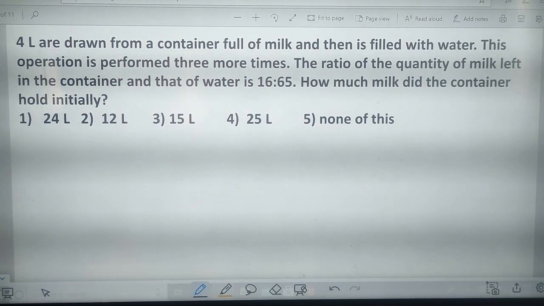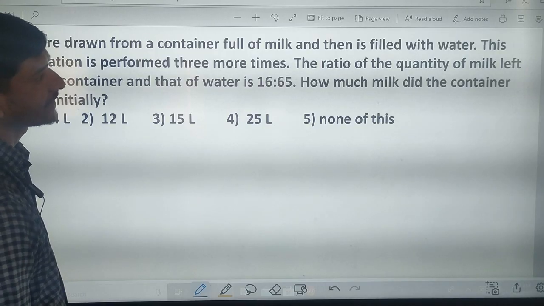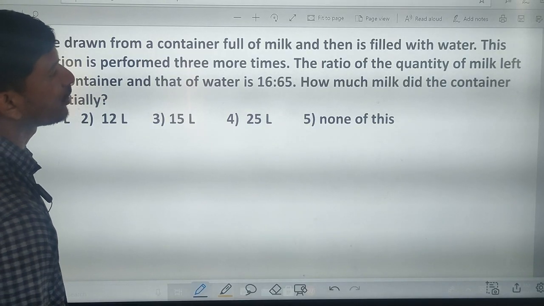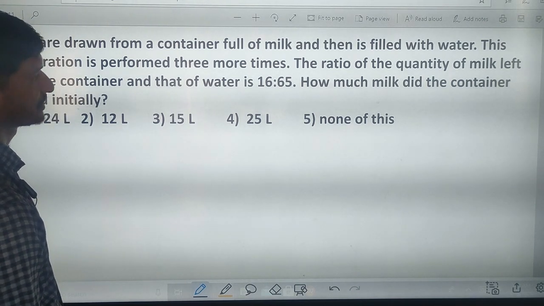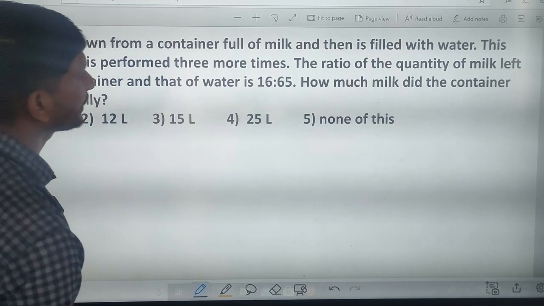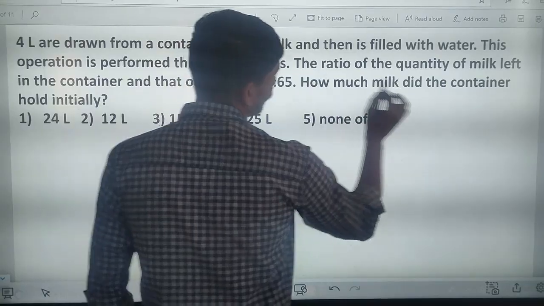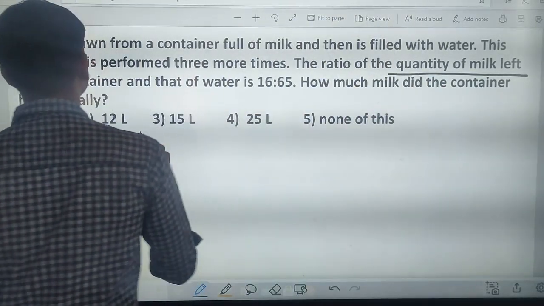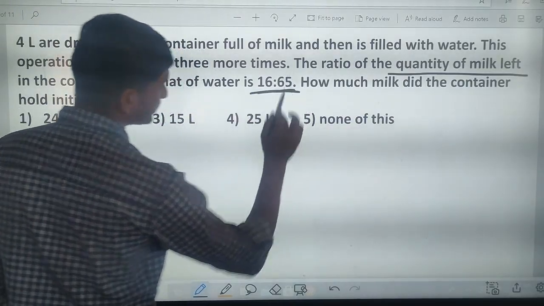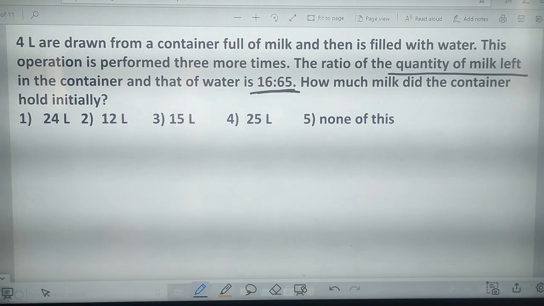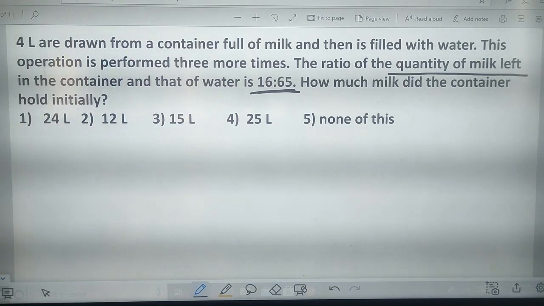Four liters are drawn from a container full of milk and then filled with water. This operation is performed 3 more times. The ratio of the quantity of milk left in the container and that of water is 16:65. How much milk did the container hold initially?